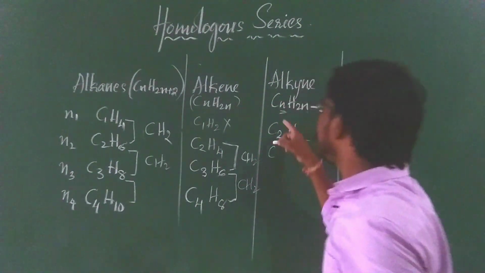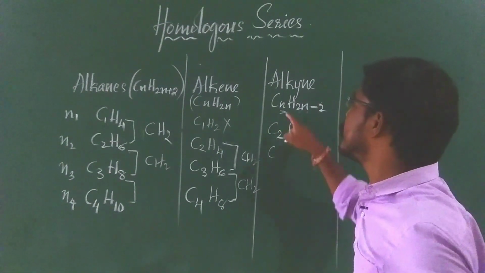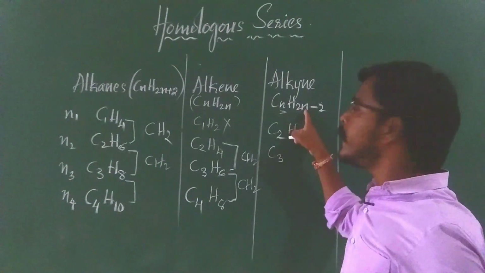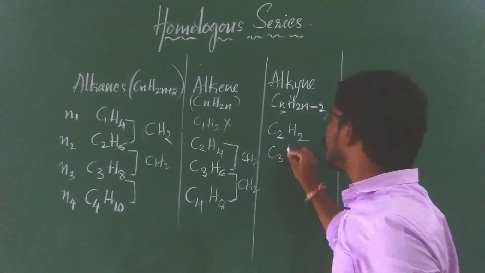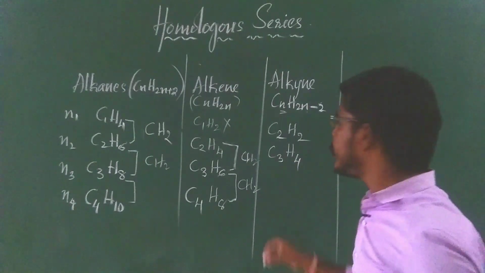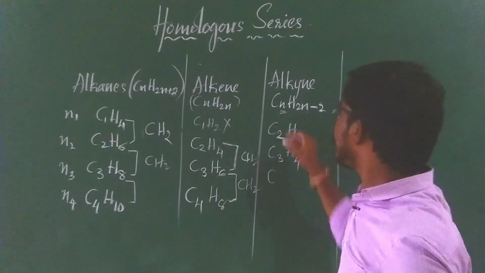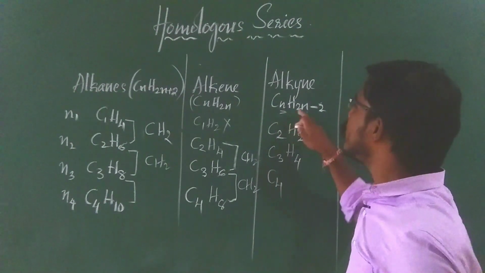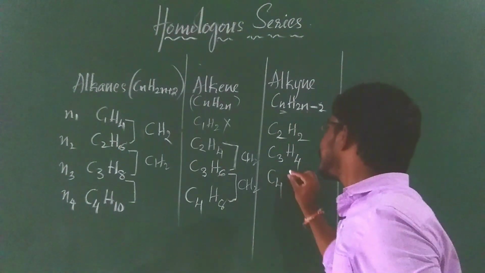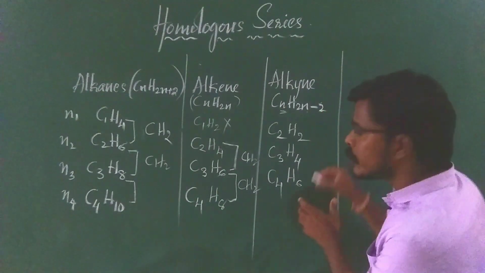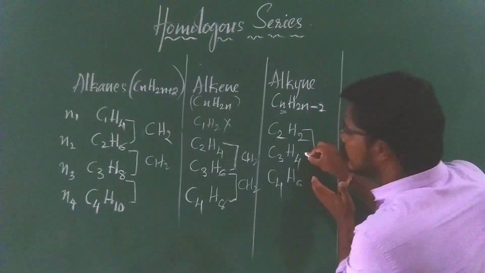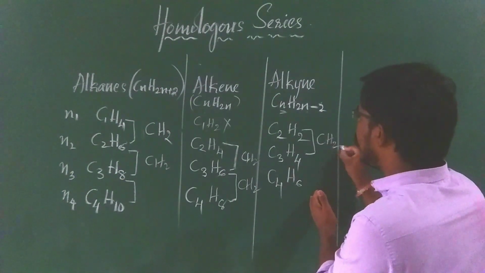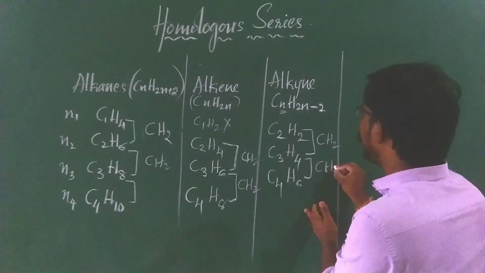Then the second member, in place of n if you are taking 3, after 2 you have to take 3. So C3 and 3 into 2 is 6, 6 minus 2 it is 4, H4. Then after 3 you have to take 4, C4, and in place of n, 4 twos are 8, 8 minus 2 it is 6, so H6. Here also the first member to the succeeding member differ by one carbon and two hydrogens, and here also one carbon, two hydrogens.